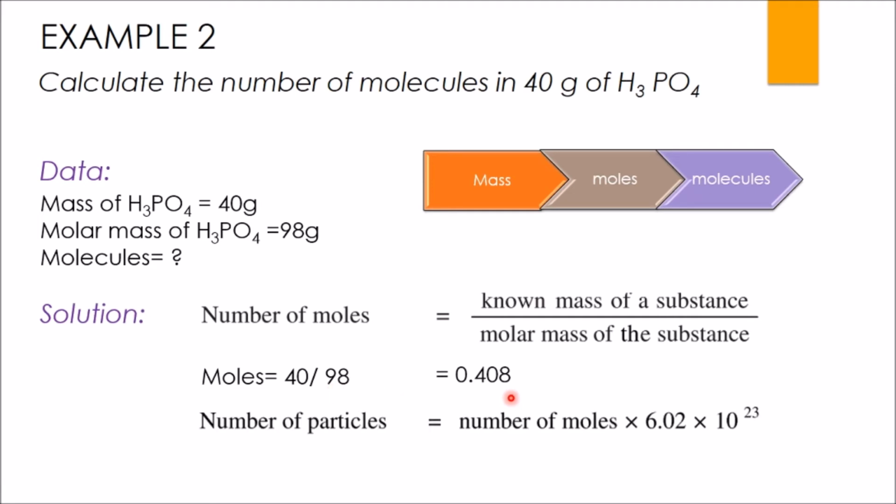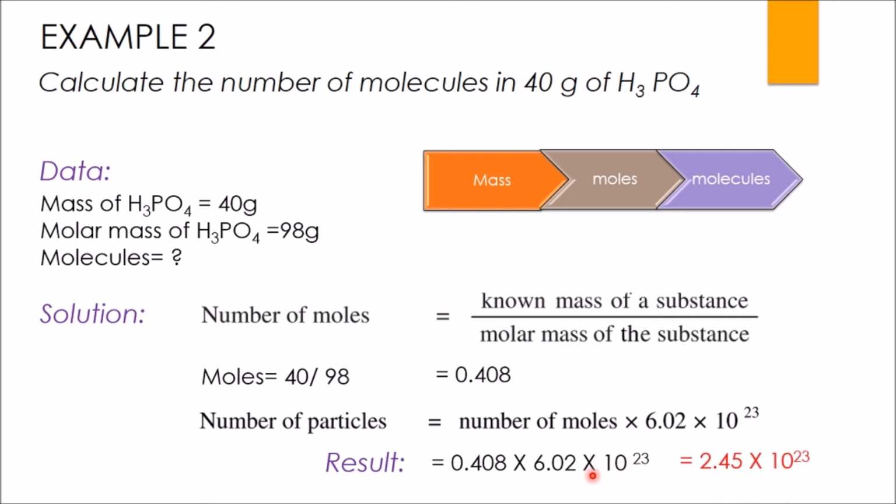Now we convert these moles into particles. Okay, from moles we are going to particles. Particles are, for example, molecules. So number of moles multiplied by Avogadro's number, that is the formula for number of particles. Number of moles we have already found out, which is 0.408. We multiply 0.408 with 6.02 exponent 23, and in that way we get 2.45 exponent 23.